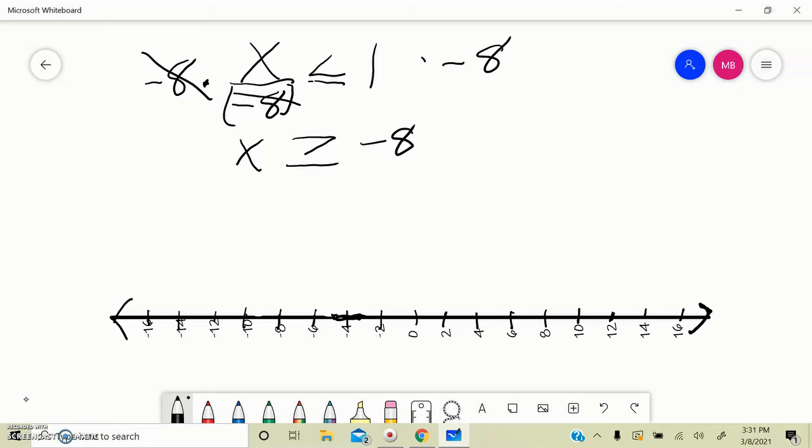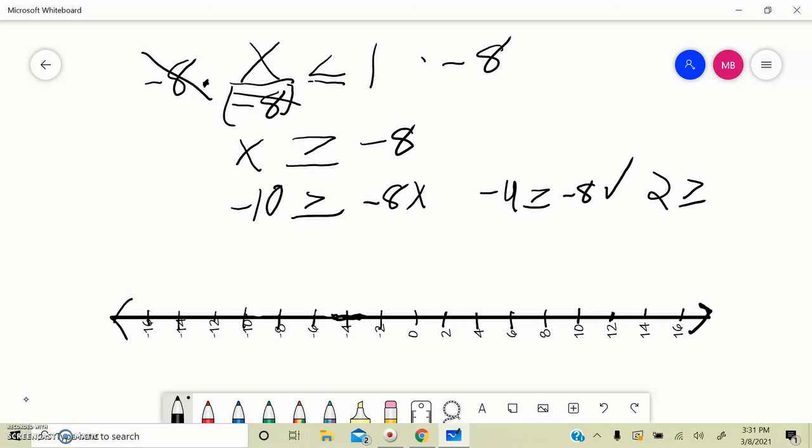So now I want to test some numbers. Okay, does negative 10 work? No, negative 10 is smaller than negative 8. Okay, well, what about negative 4? Yes, that works. Let's test one more. How about 2 is greater than or equal to negative 8? Yes, that also works. I have my arrow going.